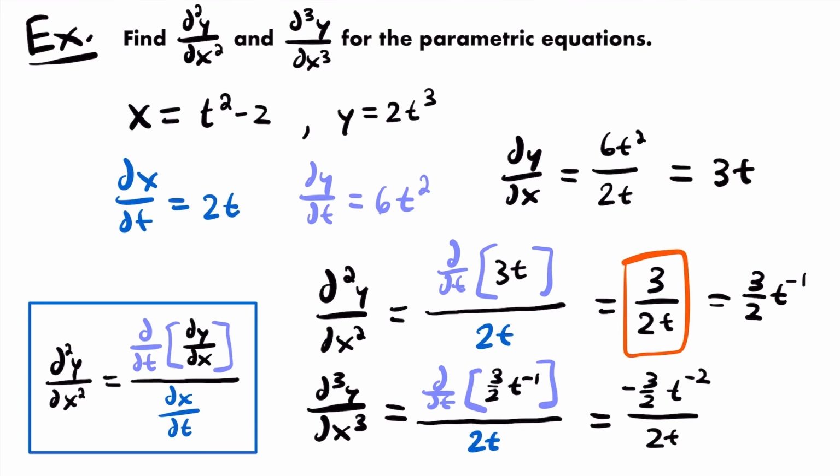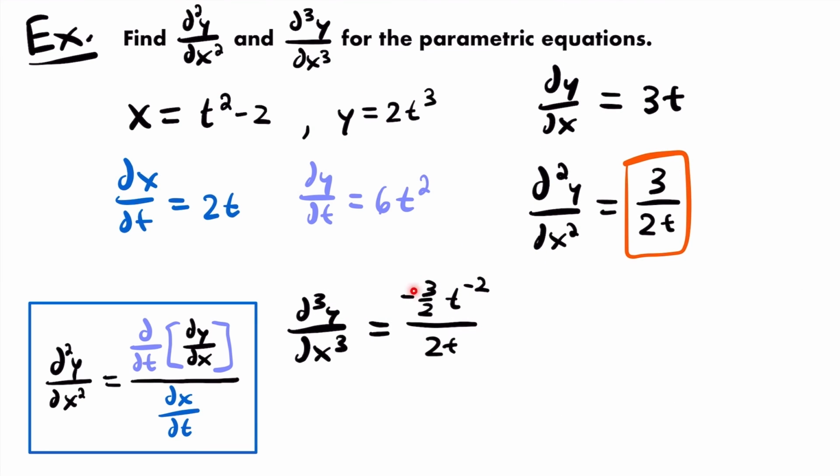So if I clean up my work a little bit, let's simplify our third derivative by first moving this fraction out to the front and then moving t to the power of negative 2 to the denominator so that that exponent is positive. So this will be equal to negative 3 halves times 1 divided by 2t times t squared. Right, moving t to the power of negative 2 to the denominator makes that power positive, so we have t to the power of positive 2, or just t squared.